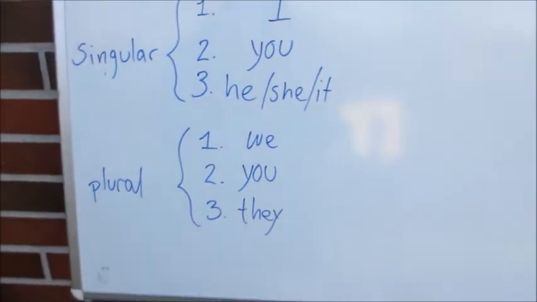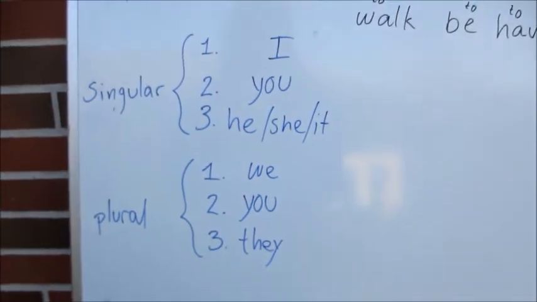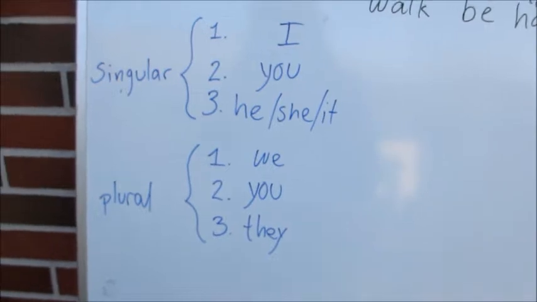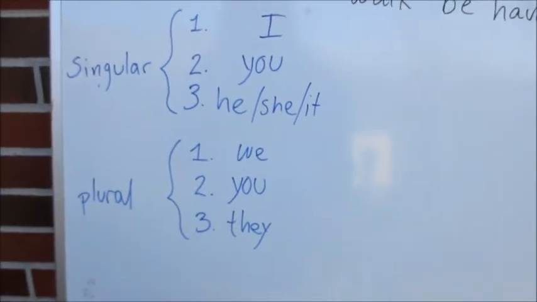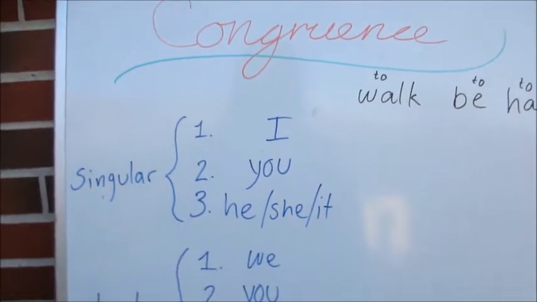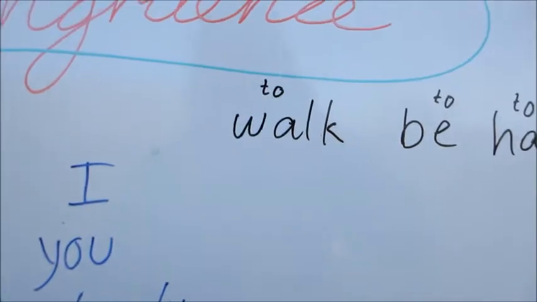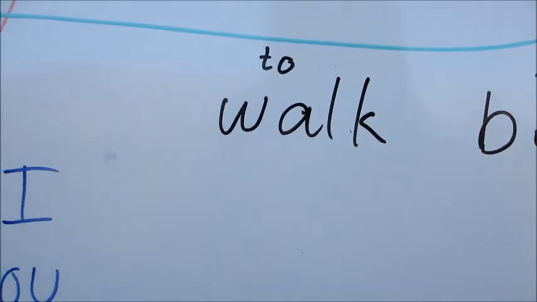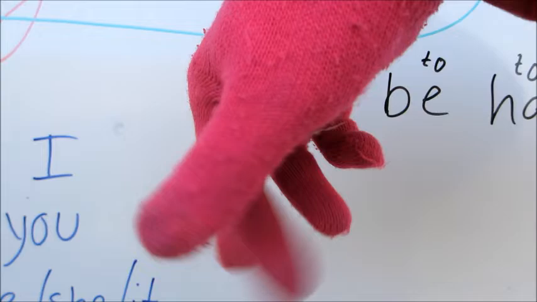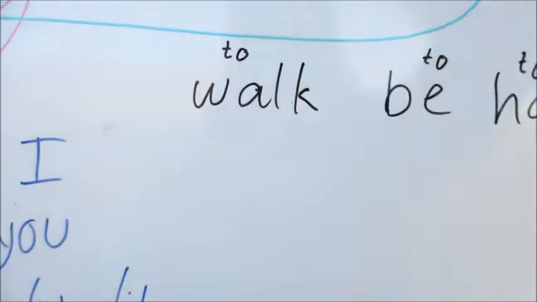So, these are all the forms that a verb has to have, but in English, mostly it just has one form and then there is one place it changes. And that's where the congruence comes in. So, let's take a verb, to walk. What is to walk? Just means walking, not running, but walking.